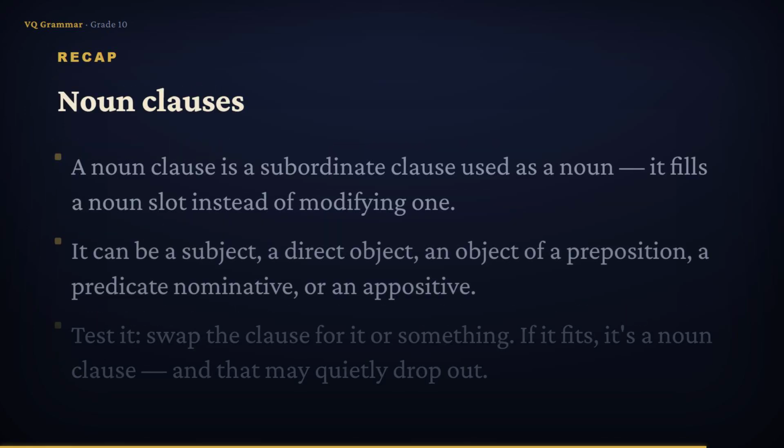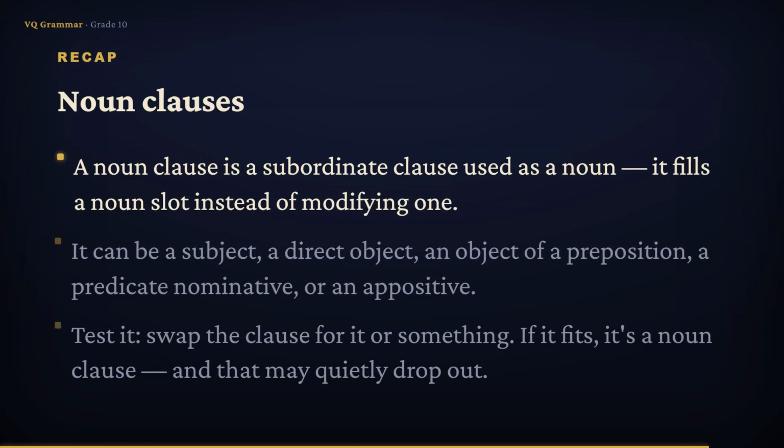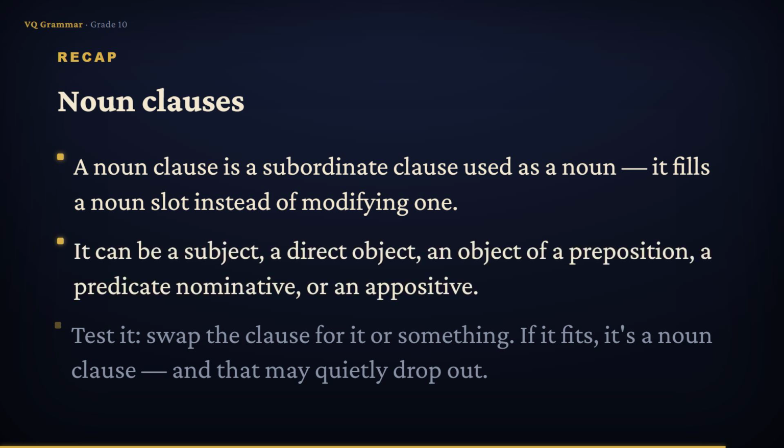Let's gather it all up. A noun clause is a subordinate clause used as a noun. It doesn't describe a noun the way an adjective clause does, and it doesn't describe a verb the way an adverb clause does. It fills a noun slot instead. It can be a subject, a direct object, an object of a preposition, a predicate nominative, or an appositive that renames the noun beside it.